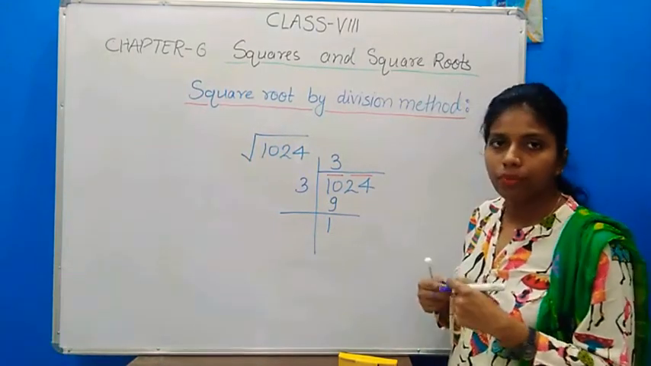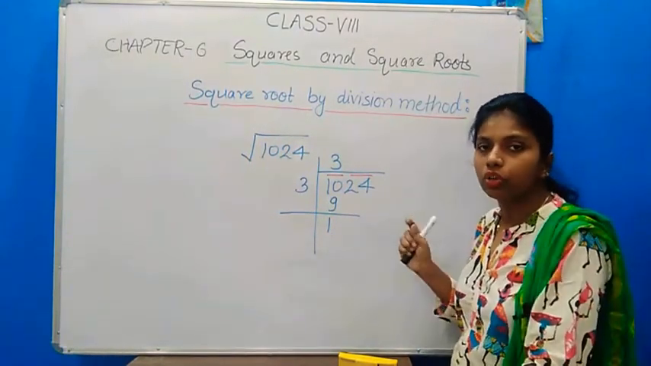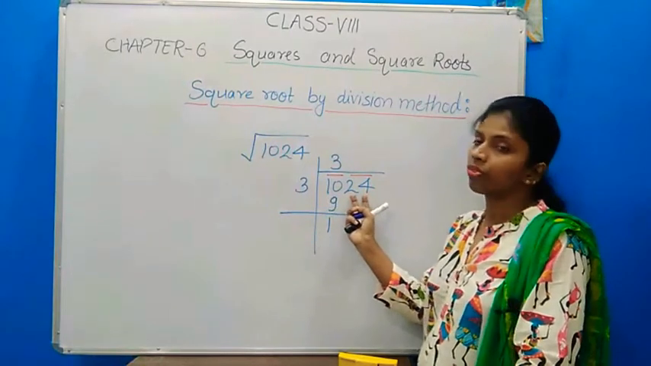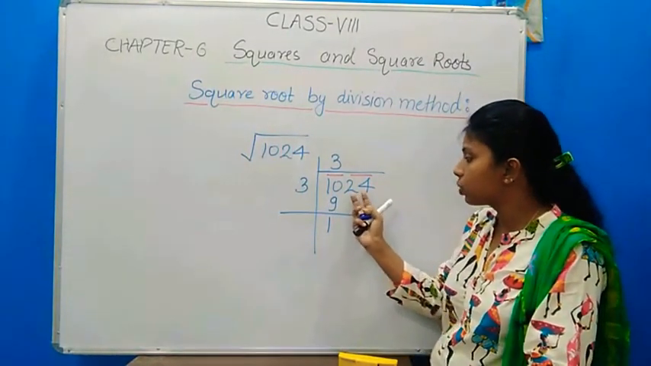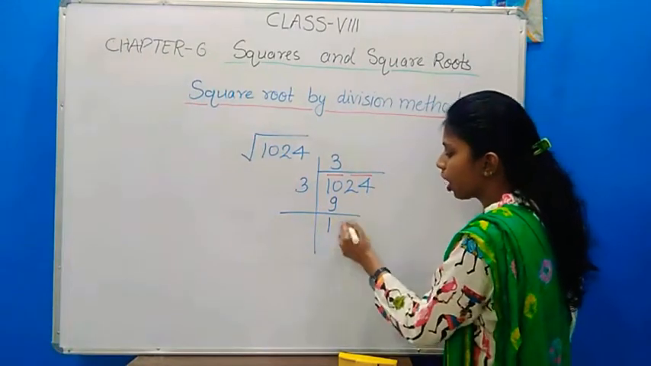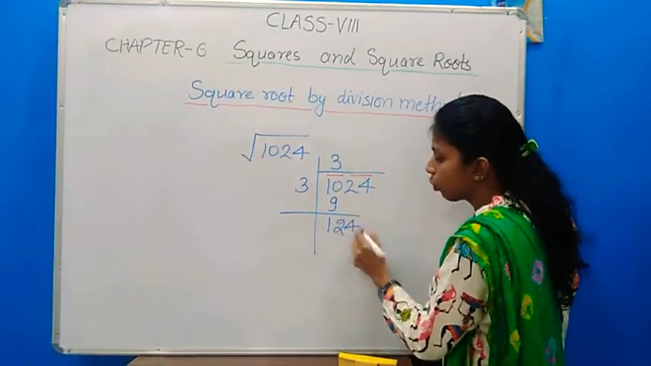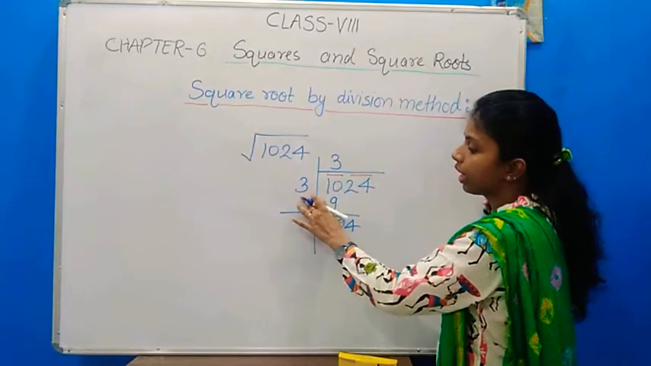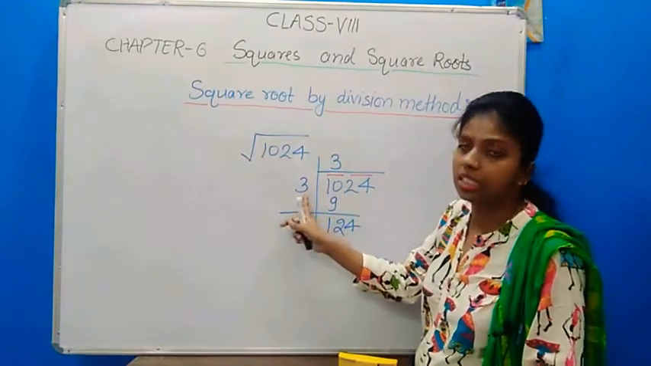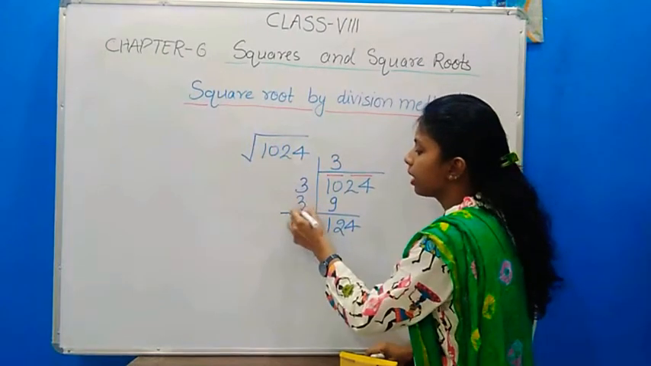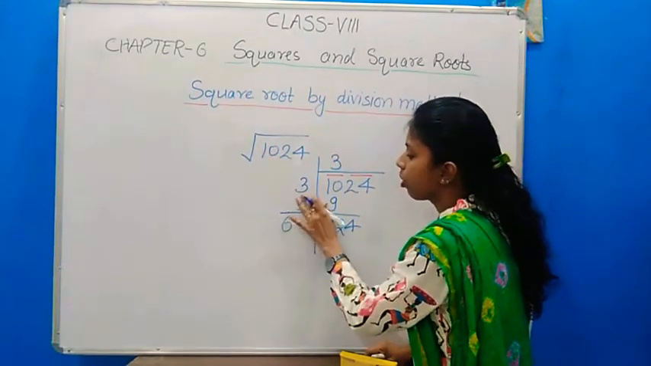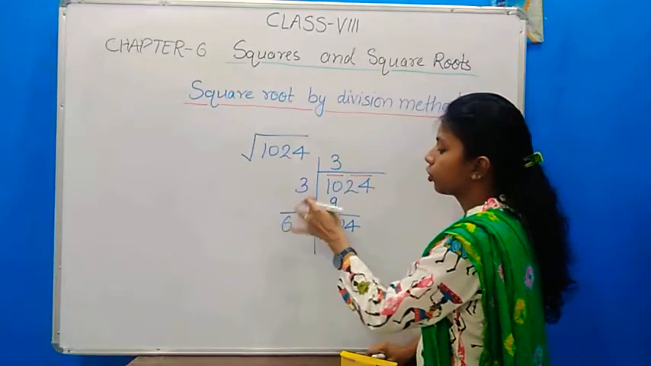Now, next step, what are we going to do? We are going to put down this number under the next bar. Here the next bar is 24, so we are going to put down these two numbers, 24. And what are we going to do here? Here we are going to double this number. Okay, double of 3 is what? It means 3 plus 3, it is 6. Double of 3 is 6. We are going to write it here.